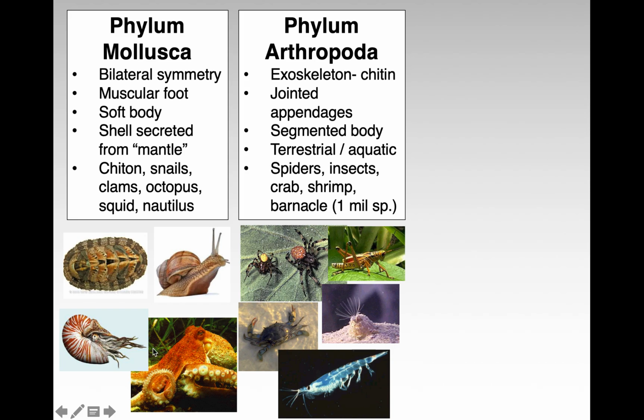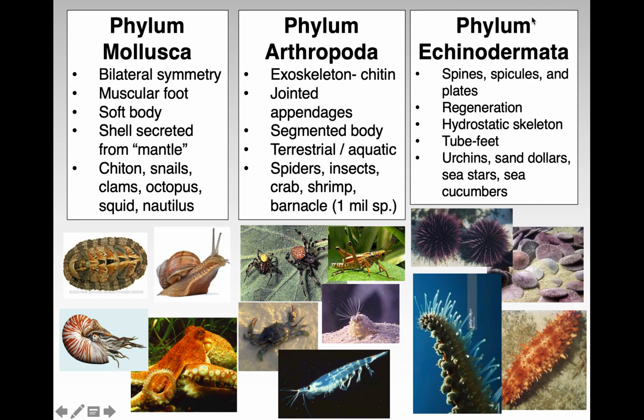Even octopi have a mantle that secretes some bony-like material up in their mouth region. Phylum Arthropoda, these have an exoskeleton with jointed appendages. That exoskeleton is made of chitin. They have segmented bodies. They're the creepy crawlers.